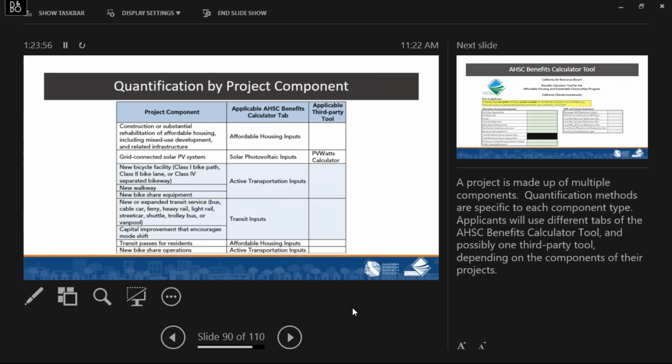The AHSC benefits calculator tool and quantification methodology are organized by project component. A project is made up of multiple components, which in this table are listed in the left-hand column. For each of those components, there's a different tab of the AHSC benefits calculator tool, including affordable housing, solar, active transportation, and transit components. Applicants will need to use those different tabs depending on what kinds of project components they have. In one case, projects including solar PV, there's one third-party tool, the PVWatts calculator tool, which applicants will use to generate inputs to the AHSC benefits calculator tool.